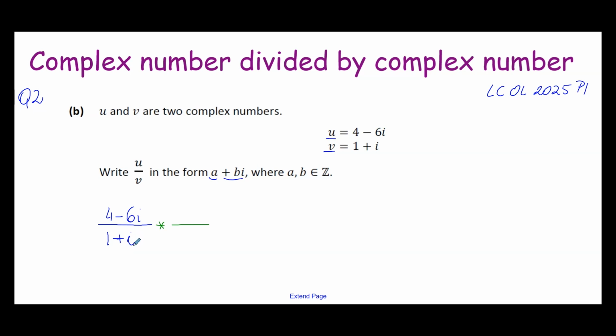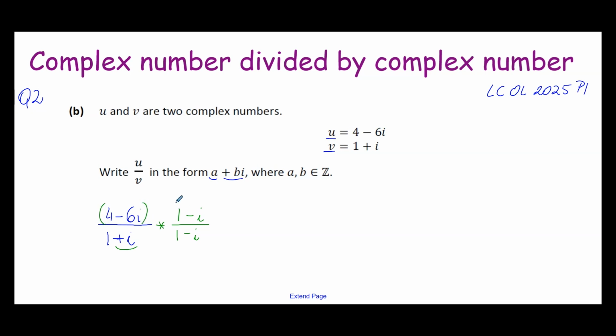Now, conjugate, fancy word. What does that mean? We change the sign to the opposite. So the real value remains the same, 1 and 1, but instead of plus i, we are going to be multiplying by minus i. So that's what the conjugate is.